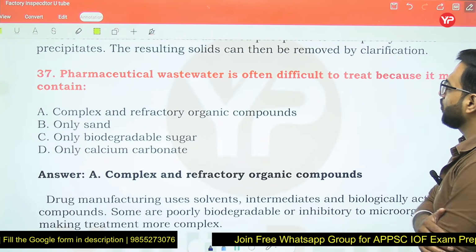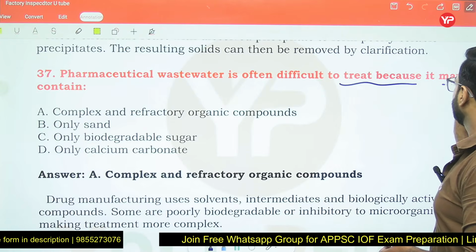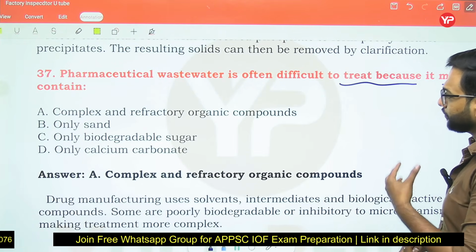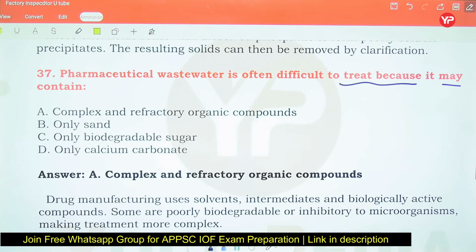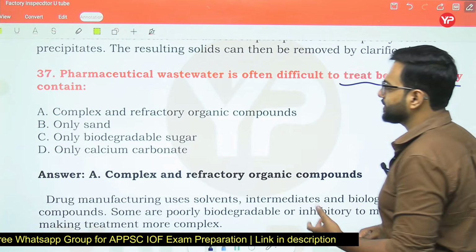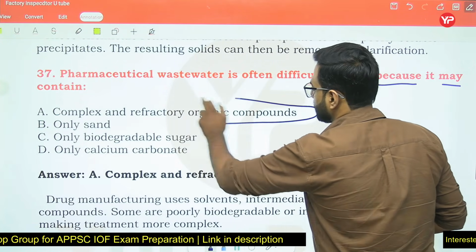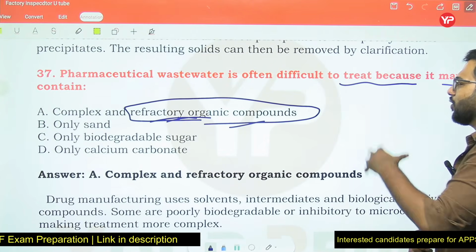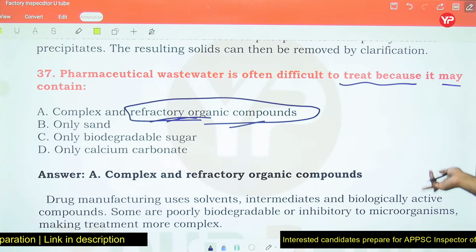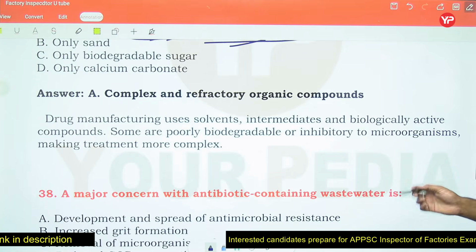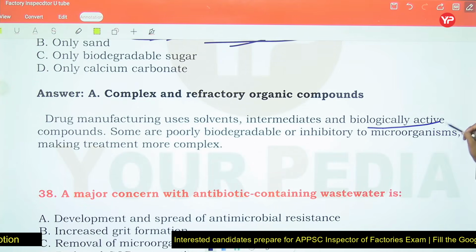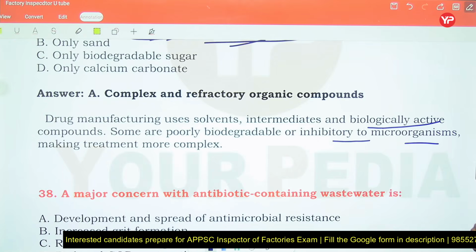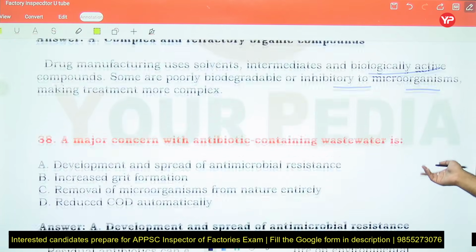Pharmaceutical wastewater is often difficult to treat. Why? Because it consists of complex and refractory organic compounds. These refractory organic compounds are why it is often difficult to treat. Drug manufacturing uses solvents, intermediates, and biologically active compounds. Some are poorly biodegradable or inhibitory to microorganisms, making treatment more complex.